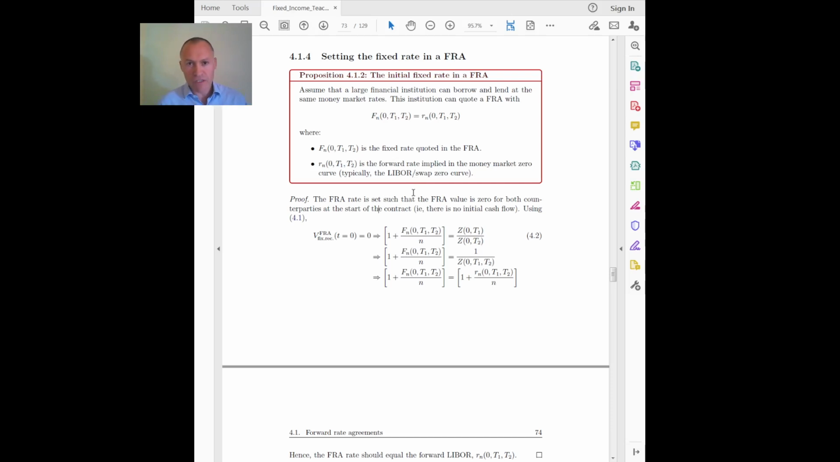The idea is that by definition, this contract at time 0 does not require any payment from either counterparty. Okay. Neither the bank pays the firm nor the firm pays the bank. So the value of the contract has to be 0 at time 0. So what we will do is we will go back to the previous equation that we had that determined the value of the contract at any moment in time. We will set that time to 0, and we will force that equation, equation 4.1, to give us a value of 0.